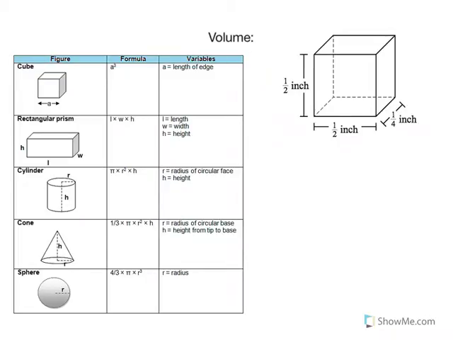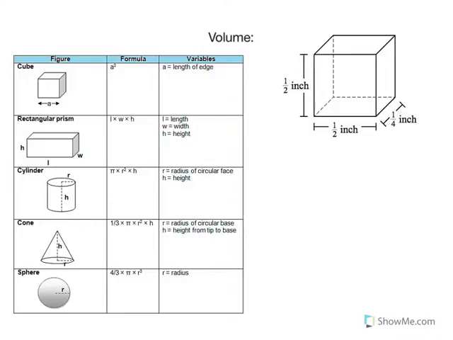So here are some formulas for volume with the variables listed so you know what it's representing. So we have a cube, a rectangular prism, a cylinder, a cone, and a sphere. What we're going to be focusing on are rectangular prisms, solving problems with rectangular prisms, but using fractions as our unit. So here's an example. We have a half inch, and a 1/4 of an inch. And so we're going to find the volume of this rectangular prism.